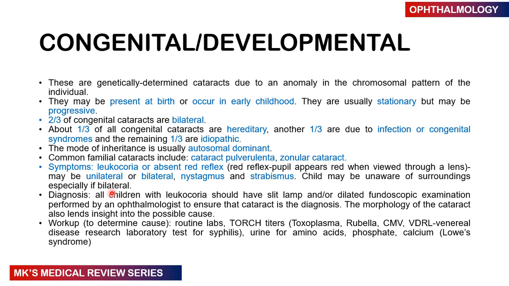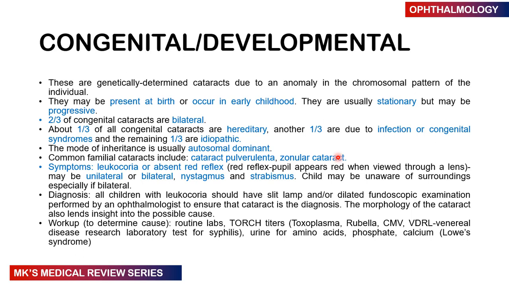Then of course it may be unilateral or bilateral. You may have nystagmus, you may have strabismus or squint. Then of course the child may be unaware of the surroundings, especially if it's bilateral. Now all children who have leukocoria should have a slit lamp microscopy examination as well as a dilated fundoscopic examination. This should be performed by an ophthalmologist to ensure that cataract is the diagnosis. And of course the morphology of the cataracts can also give you some insight on the possible cause.